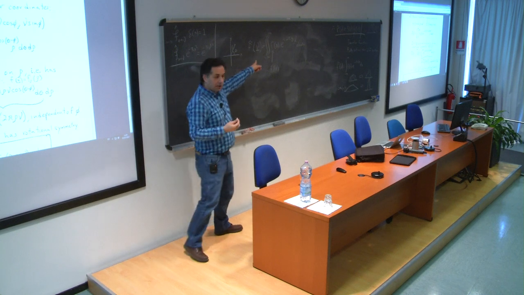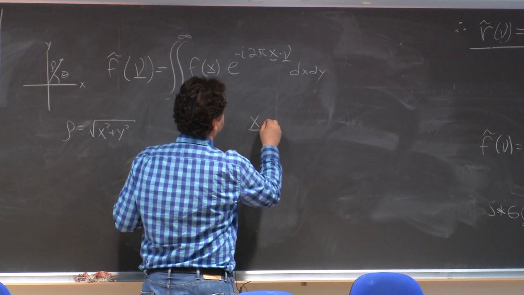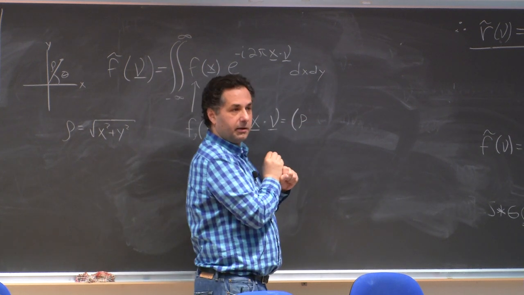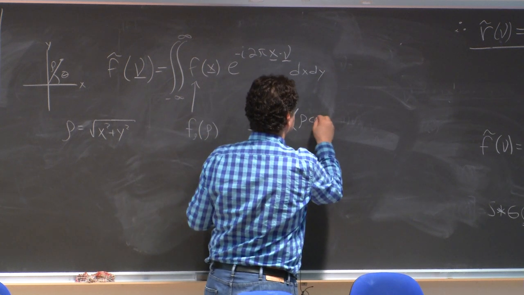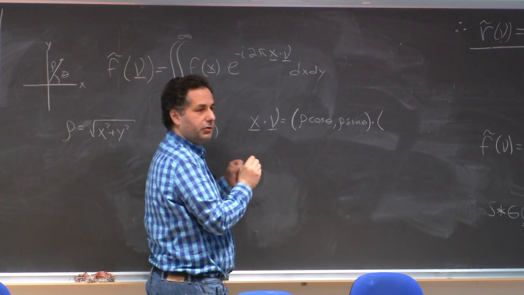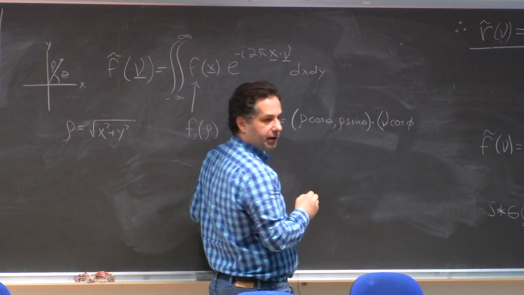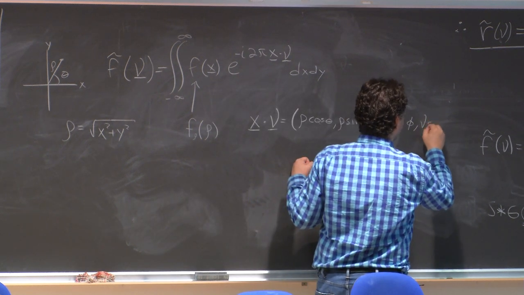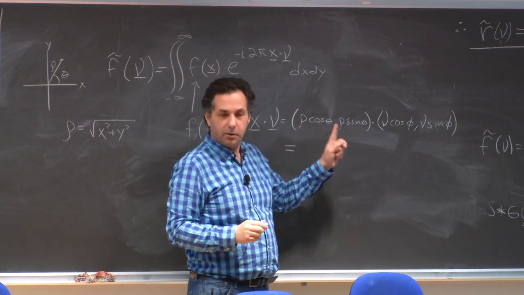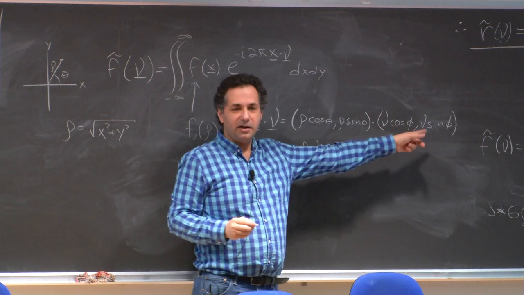So I can change variables here. But what matters then is that x dot nu is now, x is rho times what? Cosine theta, comma, rho sine theta, dot, the same thing for nu. I'm going to say this is nu, the radius, times cosine phi. I'm going to call the angle in the other space, comma, nu sine phi. And what is this equal to? Rho nu in front of everything, and then cosine cosine plus sine sine.